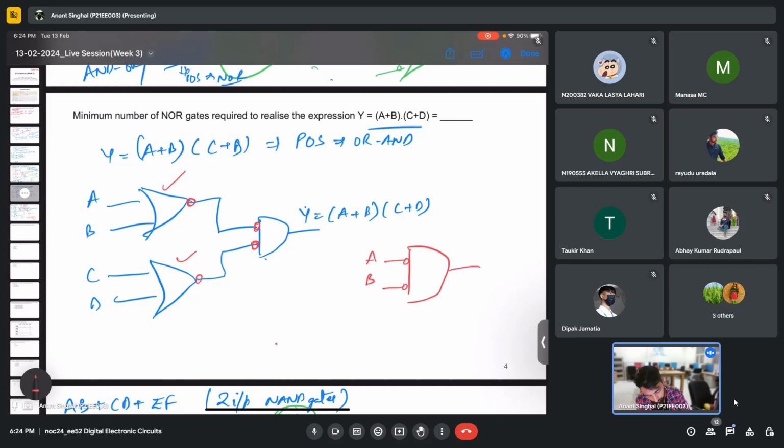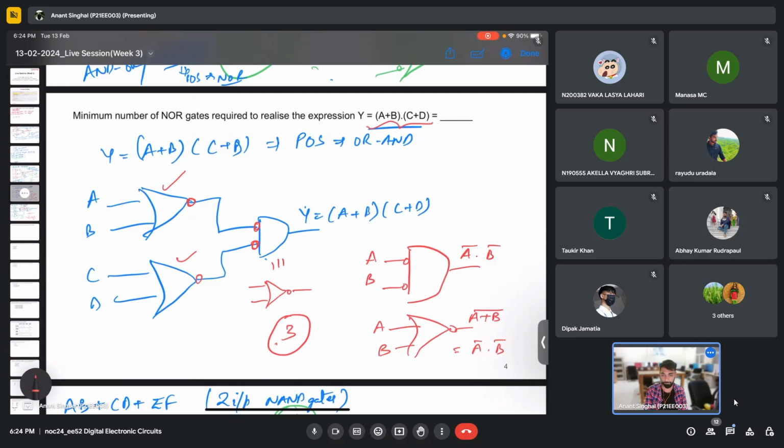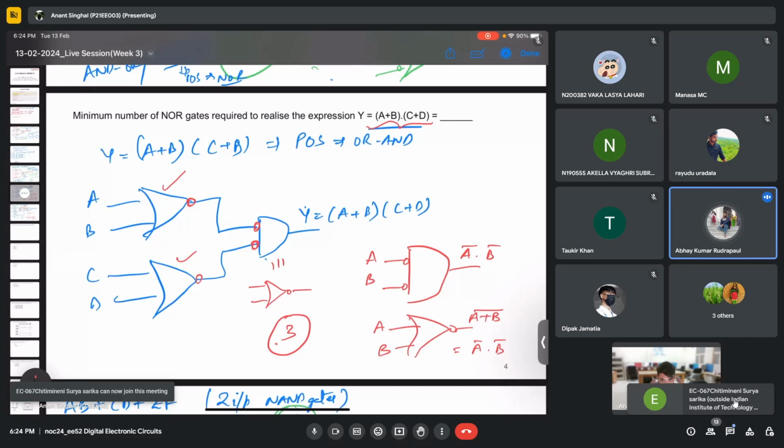So this is A, B, so this will be A complement dot B complement, and a NOR gate will give you A plus B whole complement, that will be equivalent to this again. So this is again a NOR gate. So we can make this expression using three NOR gates. Is it clear? Any doubts in this? Sir, last time repeat, sir, please.